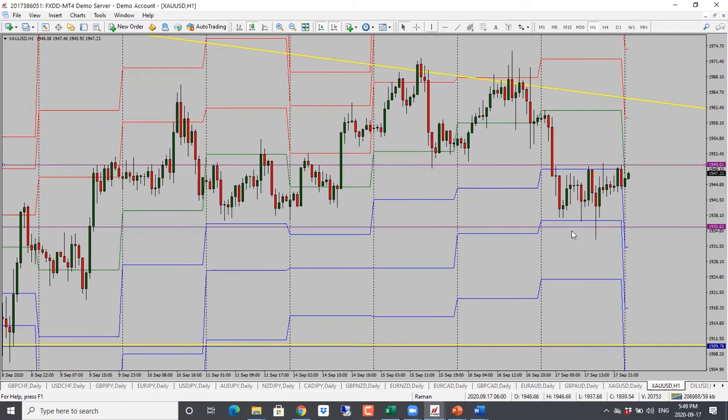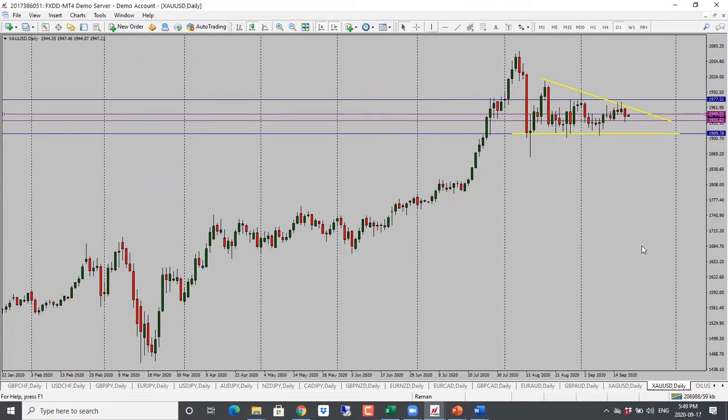Gold here, gold was stuck in this range today, hasn't really done much. It did drop a bit, but not much of a move. It's just been sideways for the most part. There is slight bearishness here, so we could see it drop back towards the support level here, lower towards 1918 level and potentially 1910 level. So a neutral bias for gold as well.